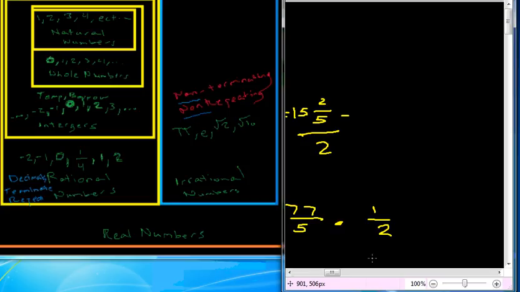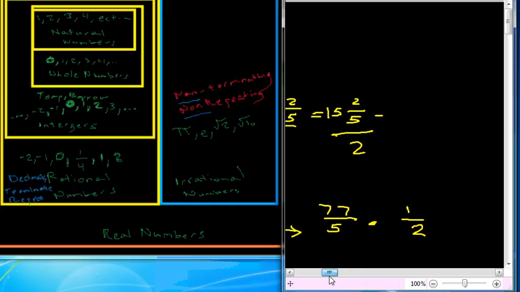Anyway, back to real life. Keep working. What'd you get? 7 7/10. Now, great job, guys. Have a seat. 7 7/10 is the final answer. So the density property tells us that 7 7/10. Let's put it on our number line.